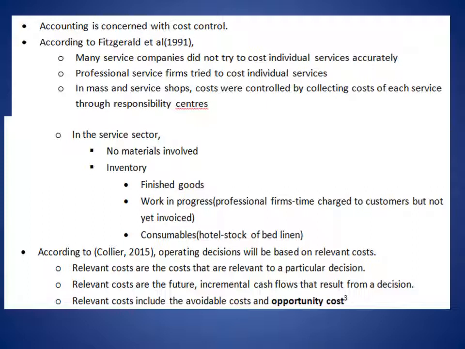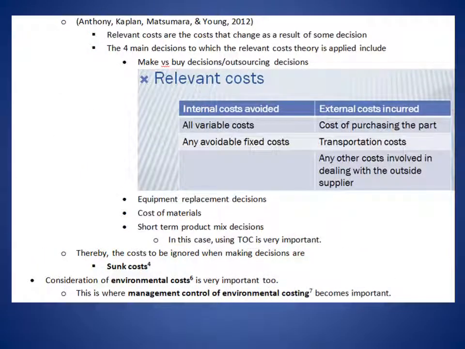And according to Collier 2015, operating decisions will be based on relevant costs. So relevant costs are the costs that are relevant to a particular decision. They are the future incremental cash flows that result from a decision, and they include the avoidable cost and the opportunity cost. Opportunity cost will be considered in detail later. Considering about Atkinson et al. 2012, relevant costs are the costs that change as a result of some decisions. So there are 4 main decisions to which the relevant cost theory is applied.